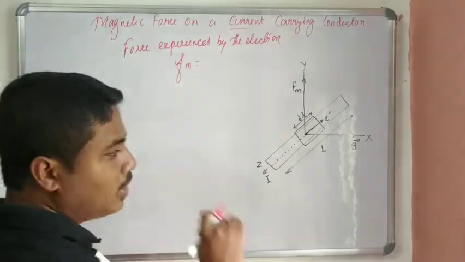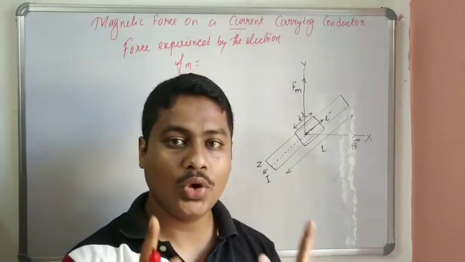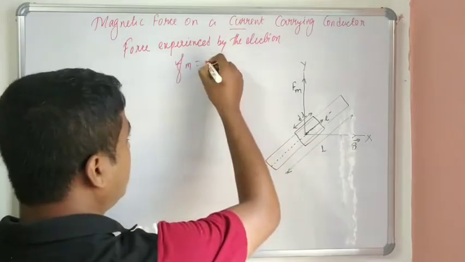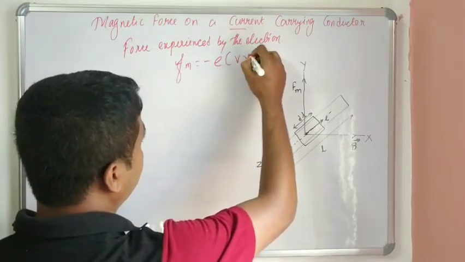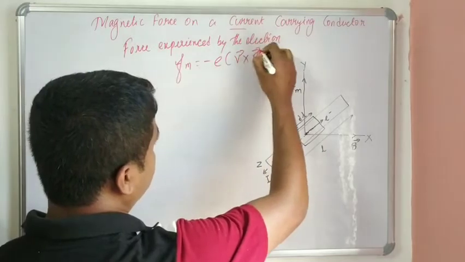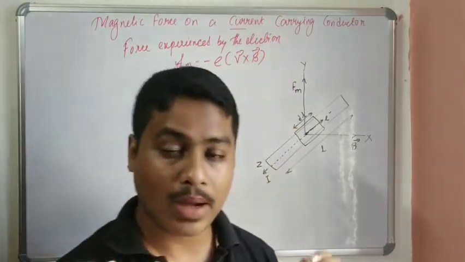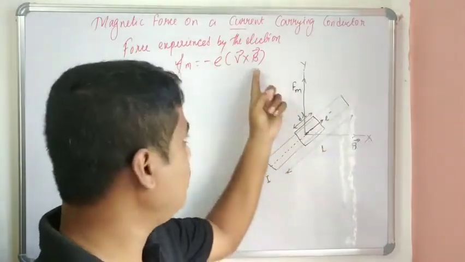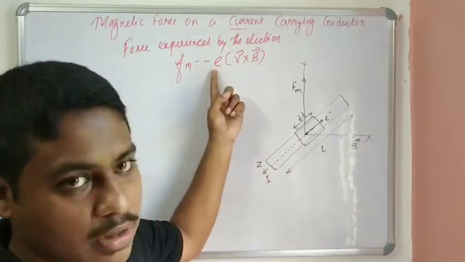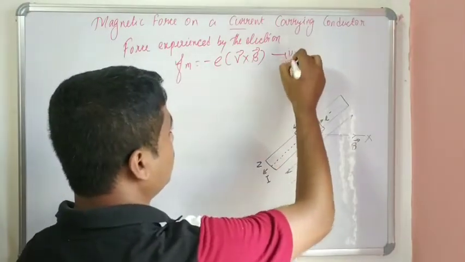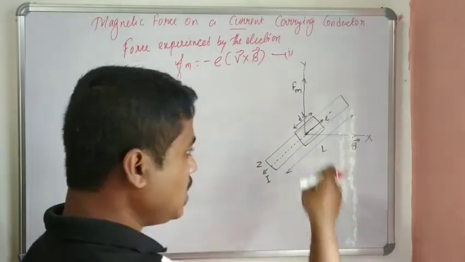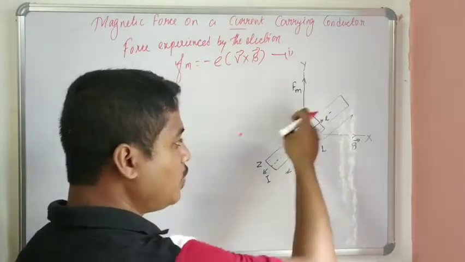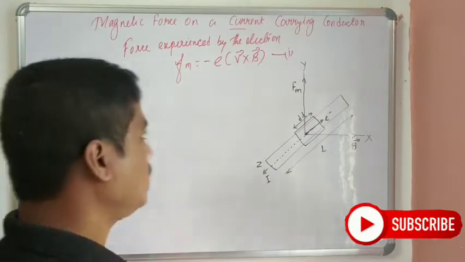am considering electron, magnetic force formula is QV cross B. Q means charge. Since I am considering electron, I will be writing minus e V cross B. Okay, V is the drift velocity, or you can consider the speed of the electron, B is the magnetic field, and e is the electron charge. Mark this as equation number 1. This is for a single electron. But in this small element, there are numerous electrons. So we need to find out the number of electrons present here.